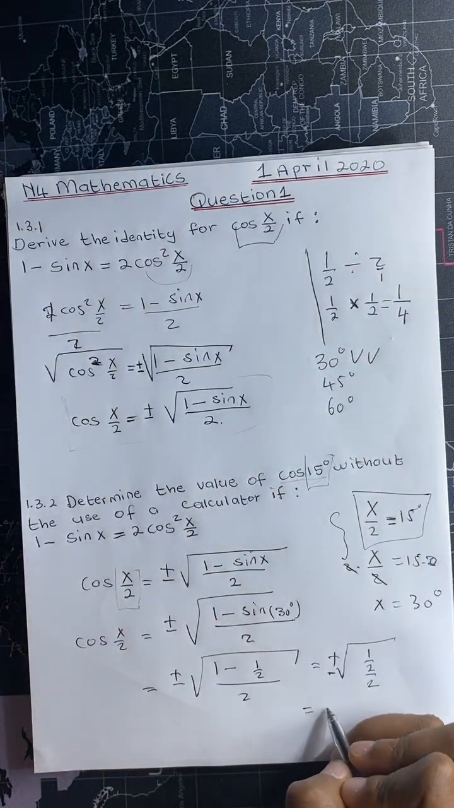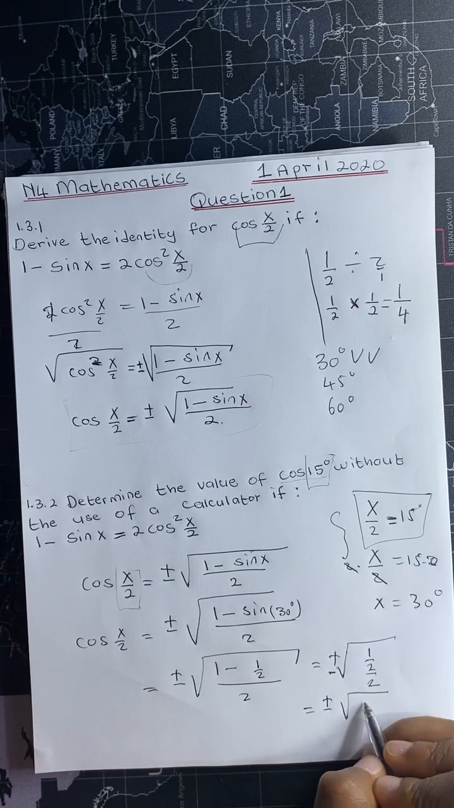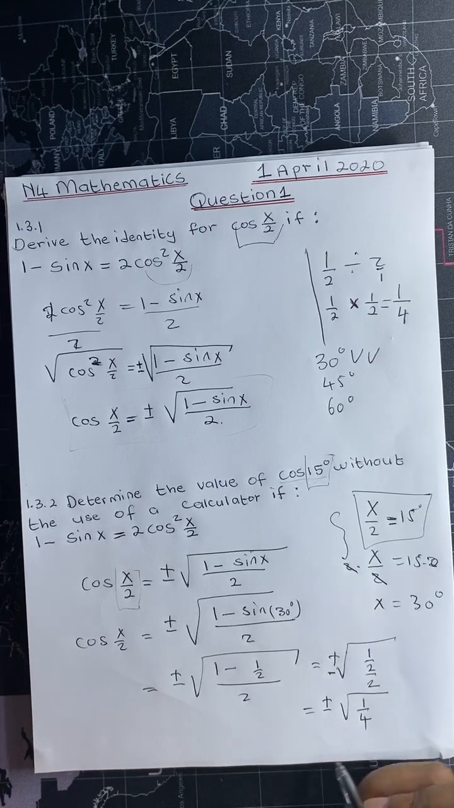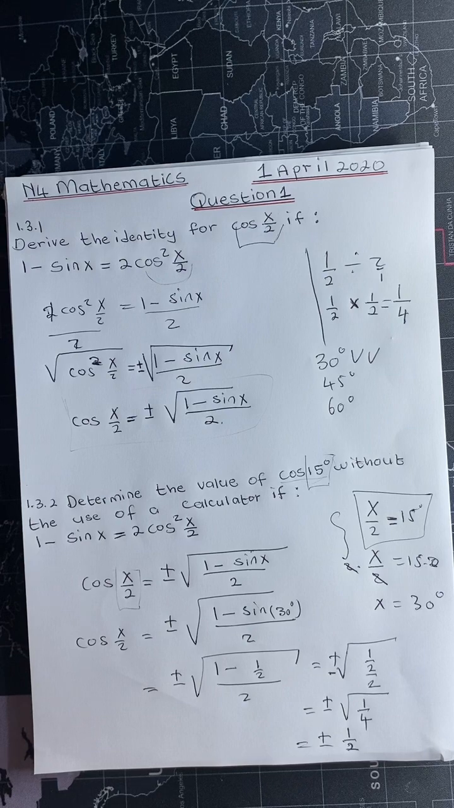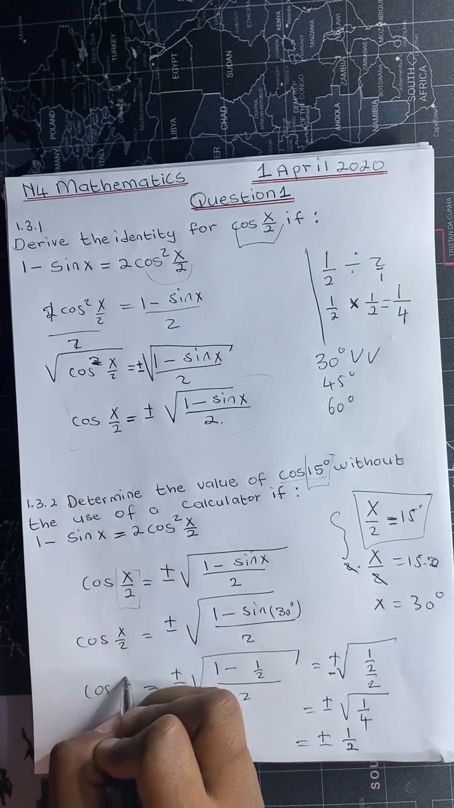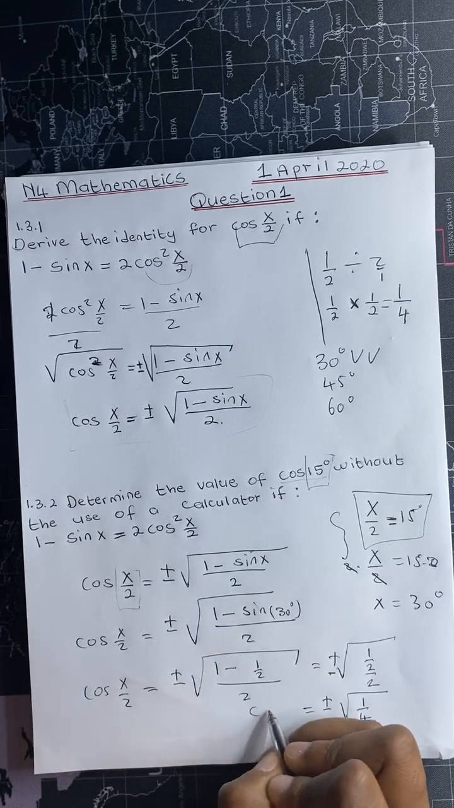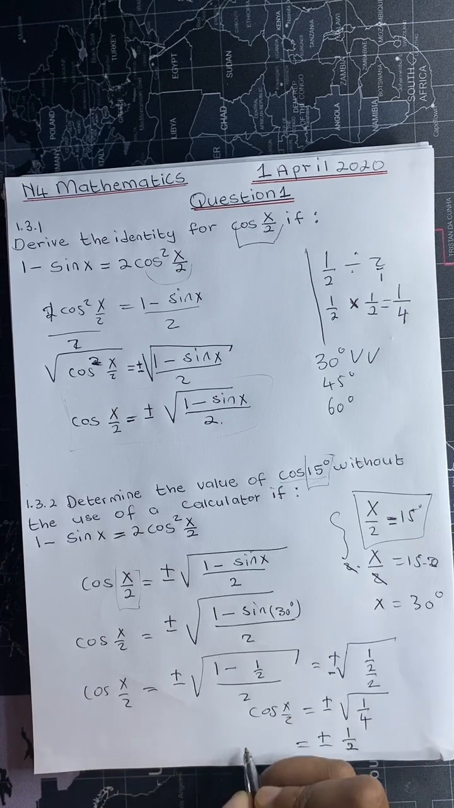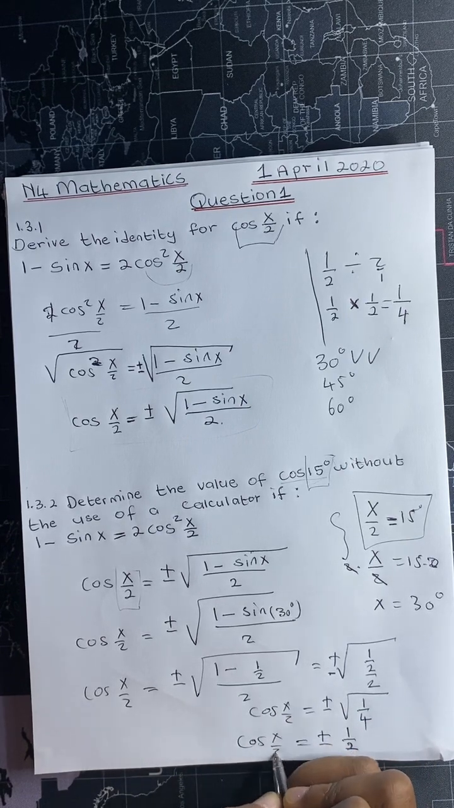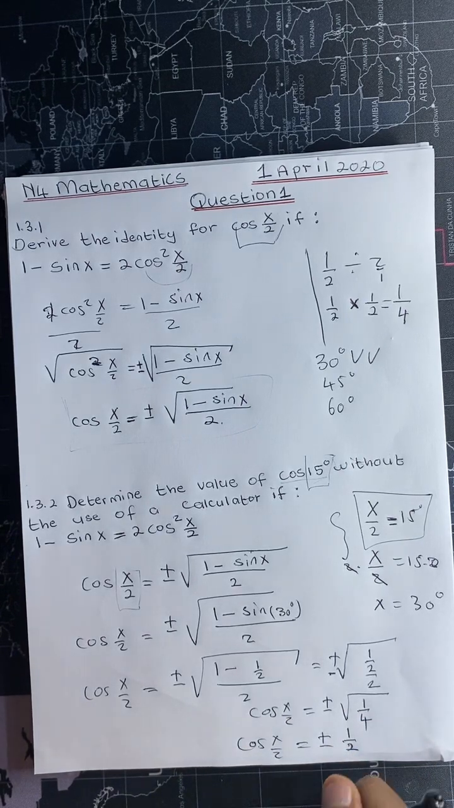So this is equal to plus or minus the square root of 1 over 4, which is equal to plus or minus 1 over 2. So cos of x over 2 is equal to plus or minus 1 over 2.